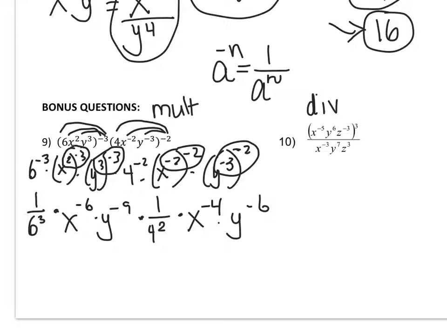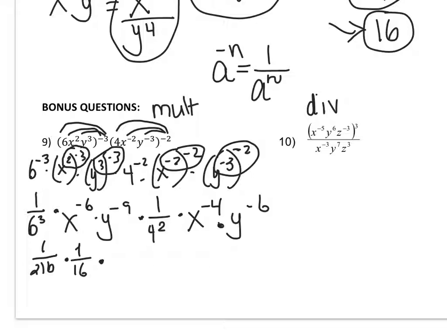Now what we've done here is we've created a multiplication problem where we will multiply the coefficients and add the exponents. Now 6 to the 3rd power is 6 times 6 times 6. You could have done that on your calculator. 6 times 6 times 6 is 216. And I'm going to multiply that by 1 over 4 squared, which is 1 over 16.